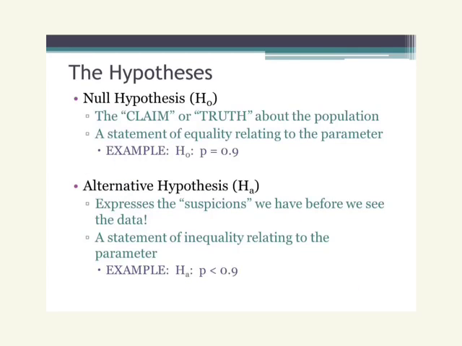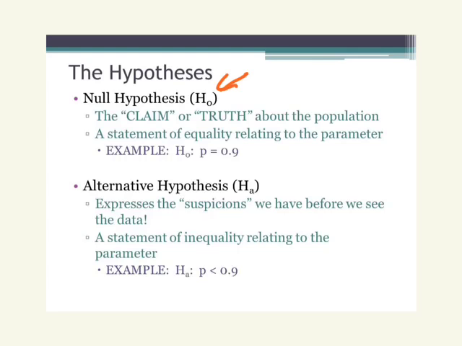So as we write our hypotheses for a significance test, and again, this is going to fall underneath the parameter step, we're going to have two hypotheses that we're going to write. The first is what's known as the null hypothesis, and we're going to abbreviate that as H sub O, as you can see right here. Okay? And what the null hypothesis represents is the claim, or what we're going to assume to start is a truth about the population. And this will always be a statement of equality relating to a parameter.